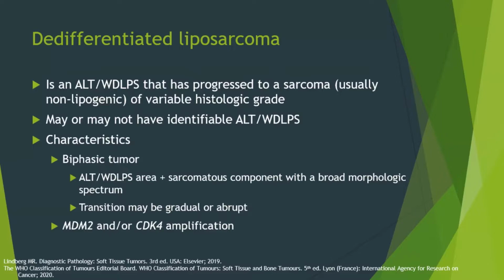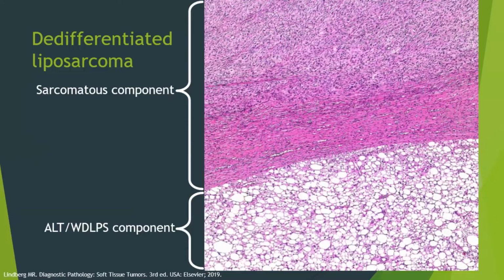Now, since it is a dedifferentiation of an atypical lipomatous tumor well-differentiated liposarcoma, it will also have the MDM2 and/or CDK4 amplification. Now, if you see the classic version in which you see an identifiable atypical lipomatous tumor well-differentiated liposarcoma area, plus the sarcomatous component, the diagnosis is easy. So one example is this case. Here you can see the readily identifiable atypical lipomatous tumor well-differentiated liposarcoma component at the bottom third, while the upper two-thirds is composed of the sarcomatous area that resembles undifferentiated pleomorphic sarcoma.